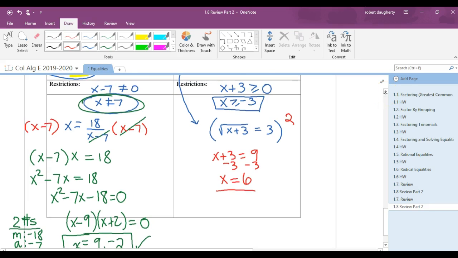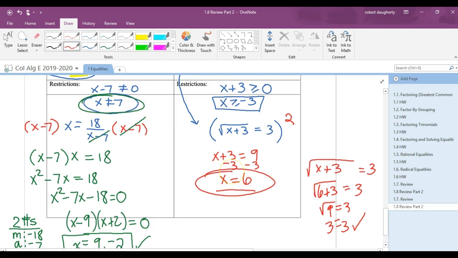So let's just see. The original was x plus square root of x plus 3 equal 3. Let's check what happens when x is equal to 6. 6 plus 3 is 9. Does the square root of 9 equal 3? 3 equal 3. That is correct. So this answer does work.